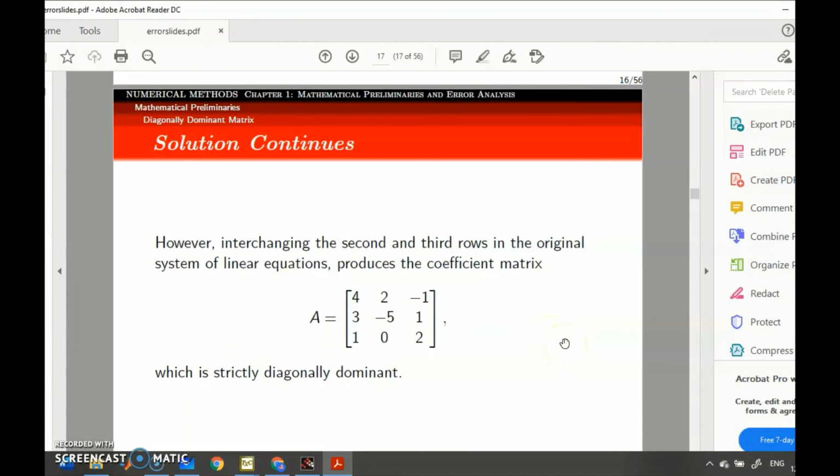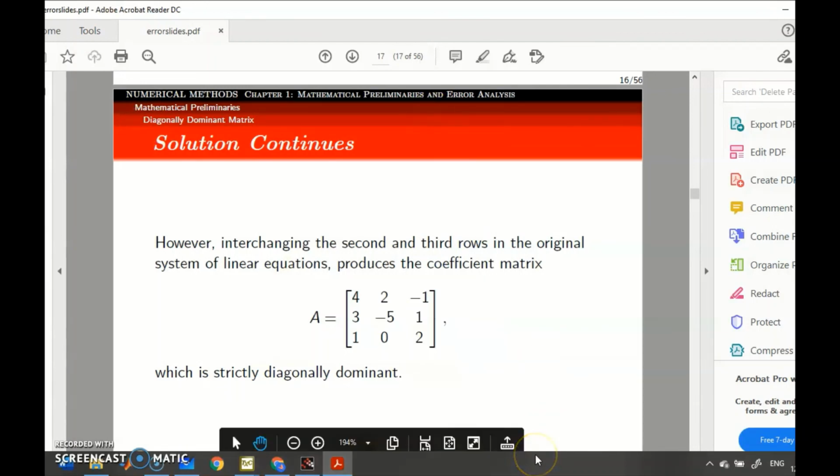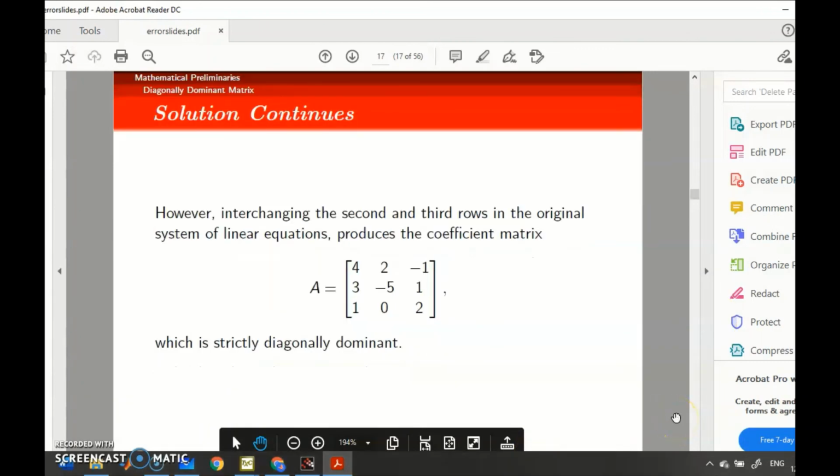Okay, so that's all for today, mathematical preliminaries. So we'll look at my next video on Taylor series and the rest of the numerical methods.